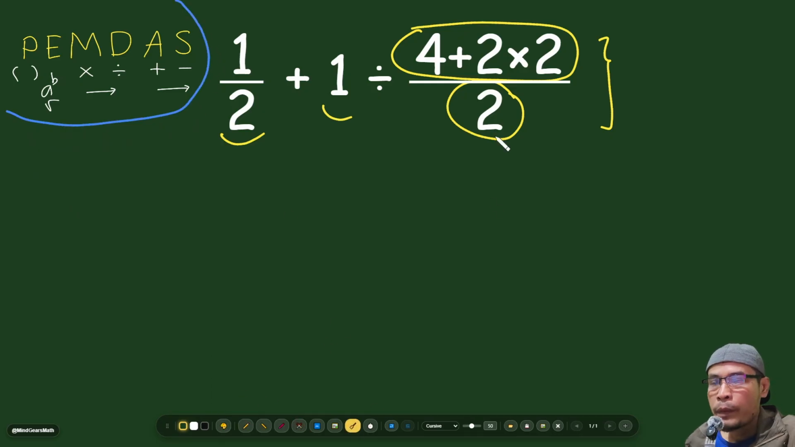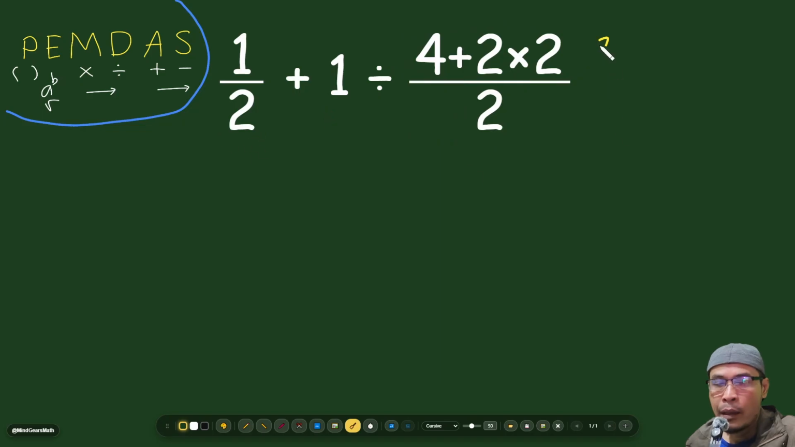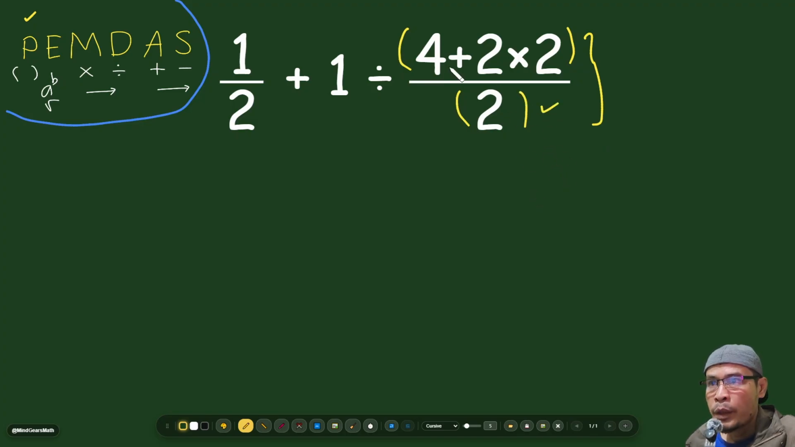Looking at our problem, the first thing PEMDAS asks us to handle is the grouping. And here, that's the big fraction. So we simplify the top and the bottom separately before anything else. The bottom is easy, just 2. The top reads 4 plus 2 times 2. And notice, even inside the numerator, the rule still applies.